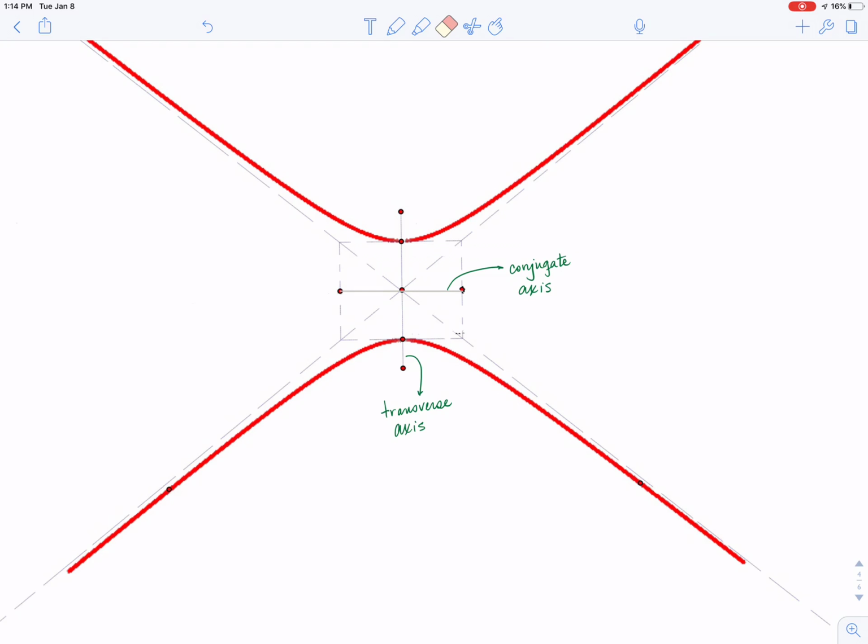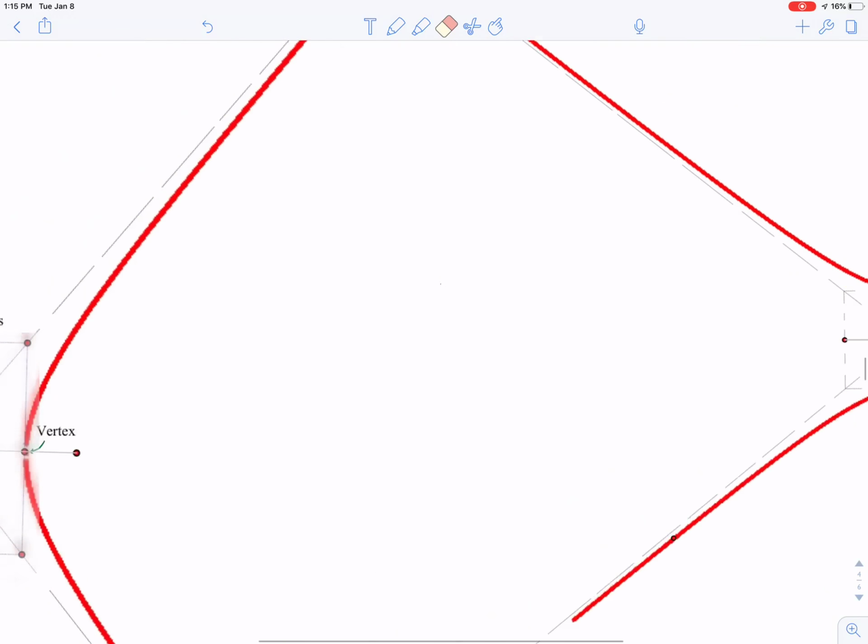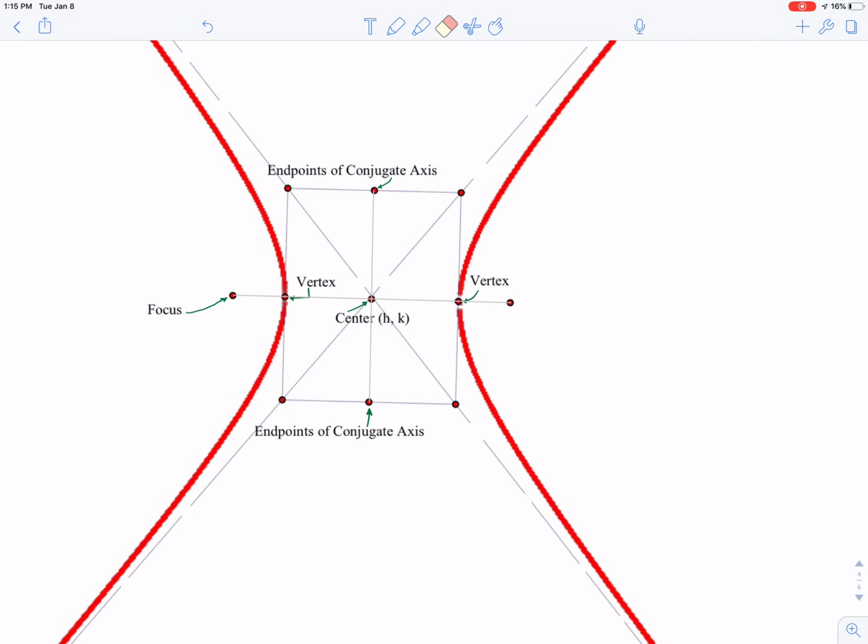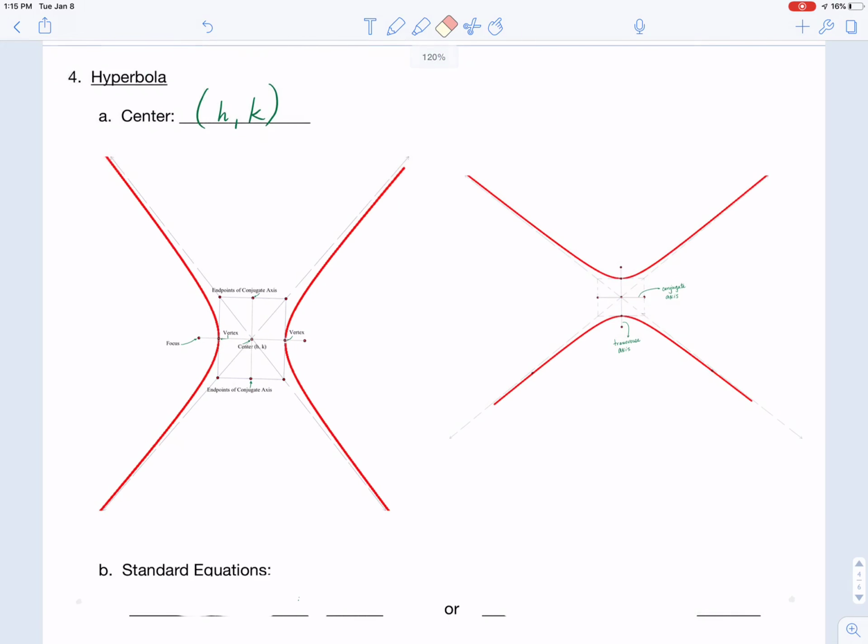What's important about these two is that if you understand what these two axes are and how to get them, it's going to give you the box that you see. That box is called the reference rectangle. If you can get the box, then you're going to be able to draw your hyperbola fairly easily. Let's go back to that other one. Notice the endpoints of the conjugate axis are marked, and the vertices are going to be the ends of the transverse axis. So that's going to be the pieces of the hyperbola.